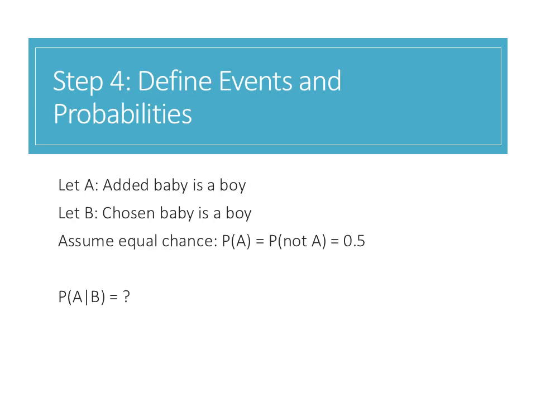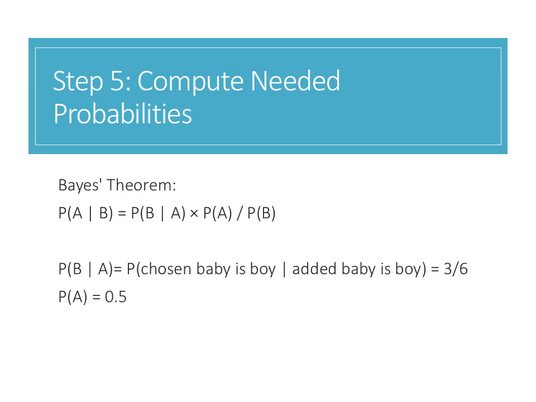Let's define our events more clearly. Let event A represent that the added baby is a boy. Event B is the observation that we picked a boy at random. Since nothing is said about the likelihood of the added baby being a boy or a girl, we will assume both are equally likely, each with probability 1/2. So, the probability of A is 0.5, and the probability of not A, meaning the added baby is a girl, is also 0.5. Now, let's compute each piece of Bayes' theorem.